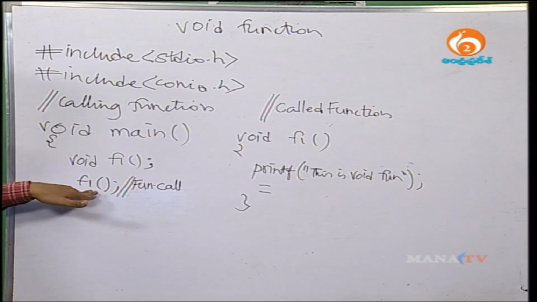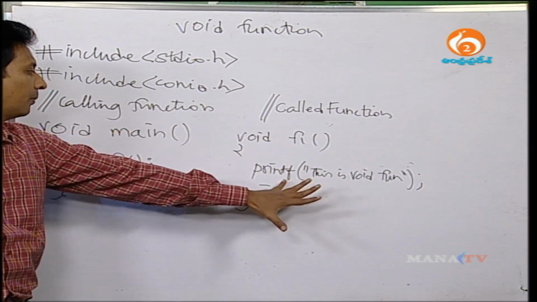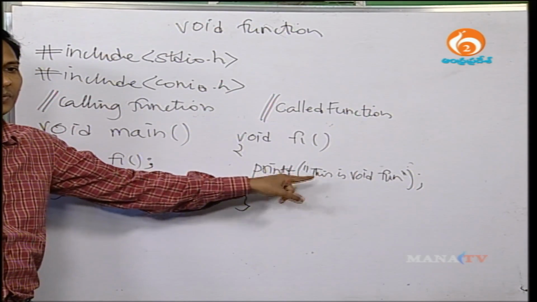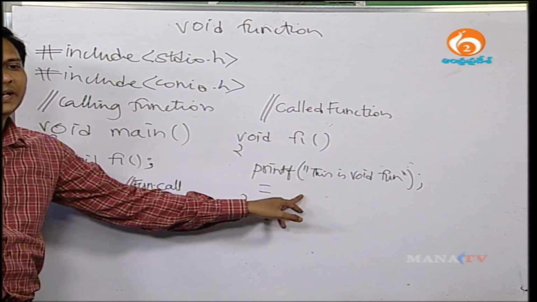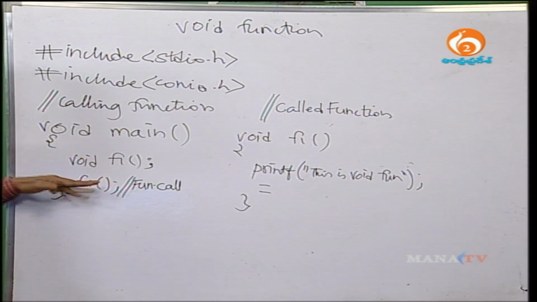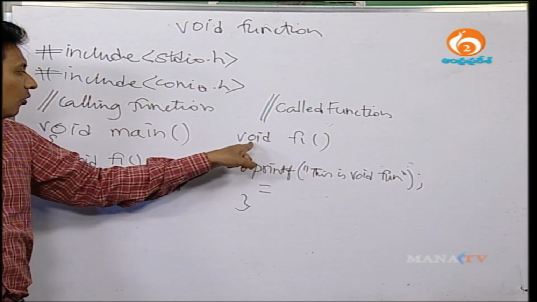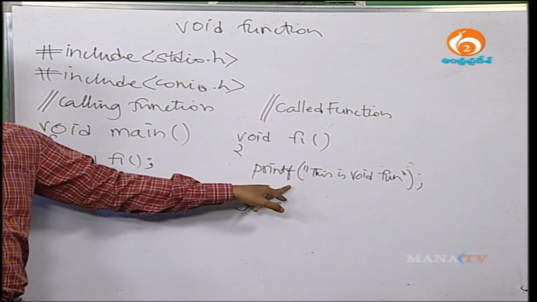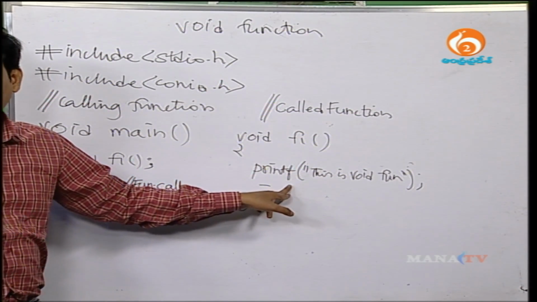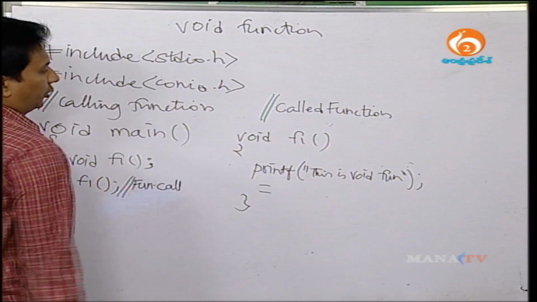Whenever this function is called, this function is going to be executed. Void f1, printf, this is a void function. This message is displayed on the monitor. The moment it is executed, control goes back to the calling function. Why are we writing void? Because we are not using the return statement at all. So this is a void function.